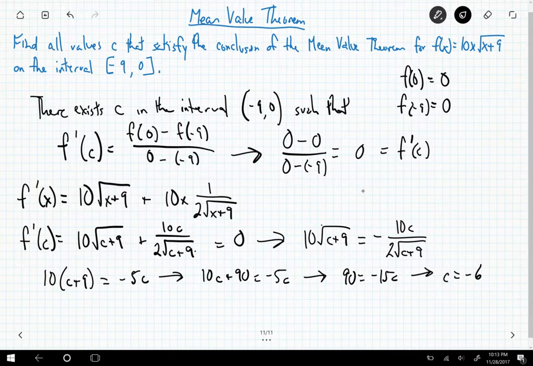And it works, real quick. It doesn't take too long to see. You plug it in, you get 10, and then you have that negative 6 times that, and 2 square root of 3, and then 10 times the square root of 3. So it works out to be the same song and dance.